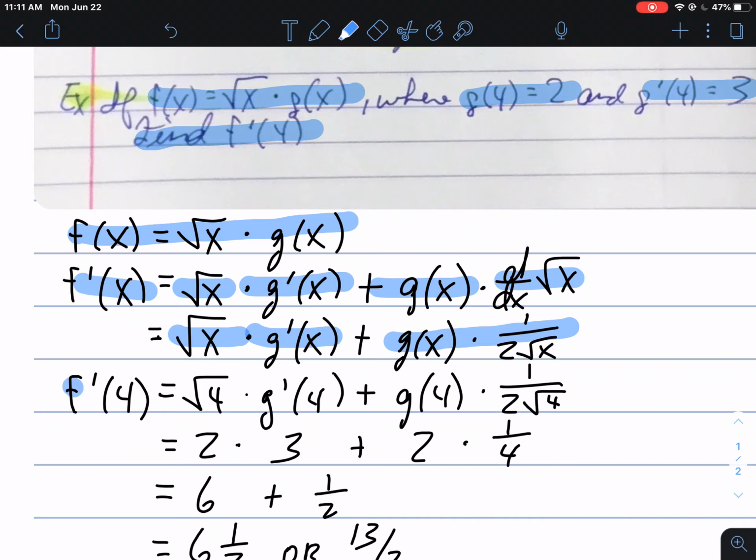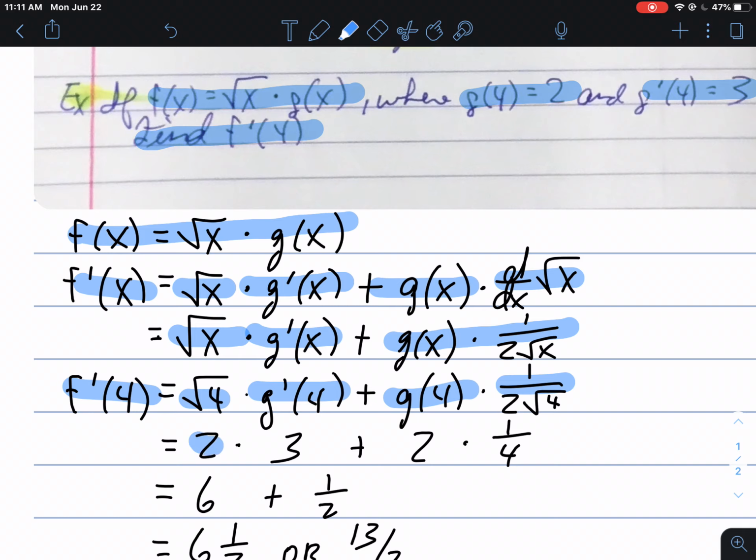Now that's f prime. That's at least an equation for it. So then let's find f prime of 4. Well, how do you find f prime of 4? Well, you plug 4 into f prime. So I'm just plugging 4 into our derivative. Square root of x is now square root of 4. G prime of x is now g prime of 4. G of x is g of 4. And 1 over 2 square roots of x is 1 over 2 square roots of 4.